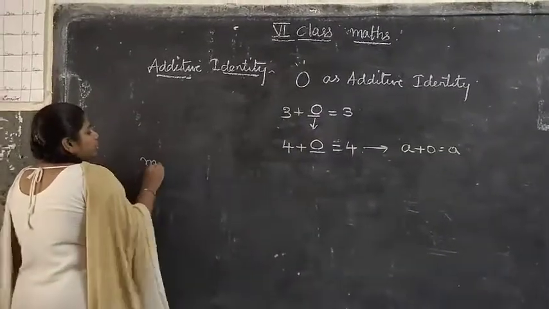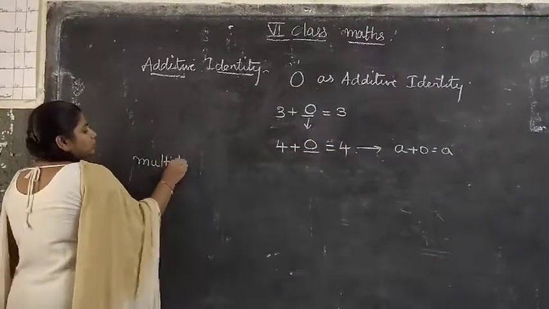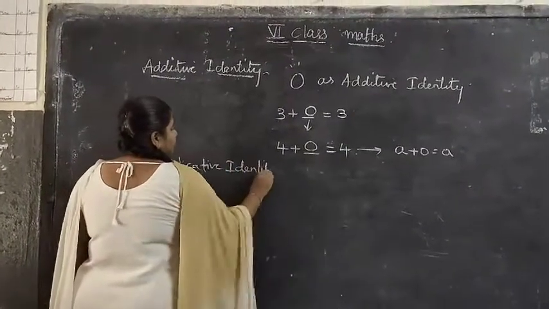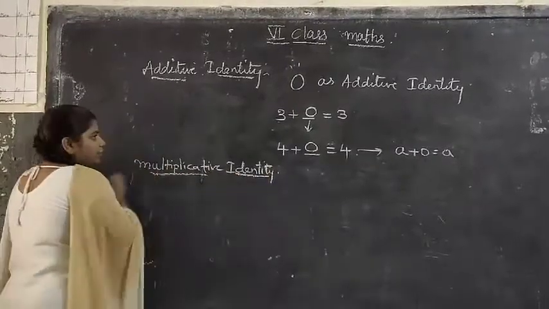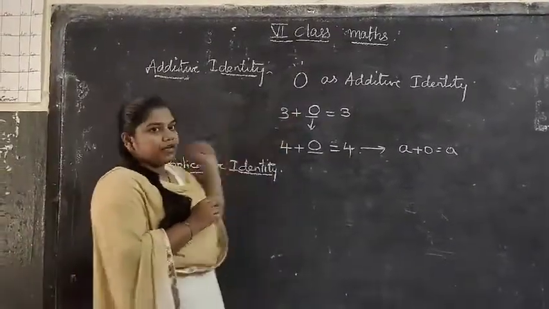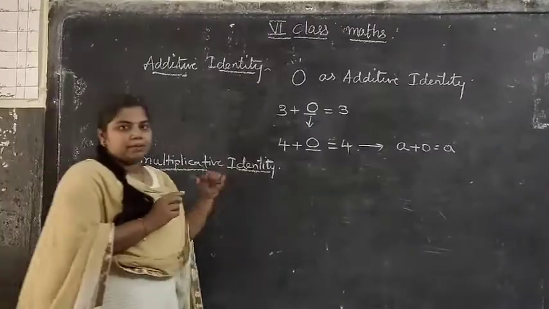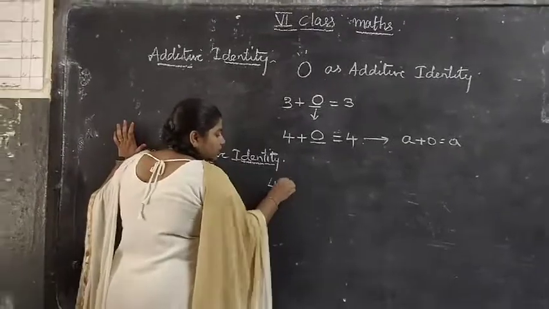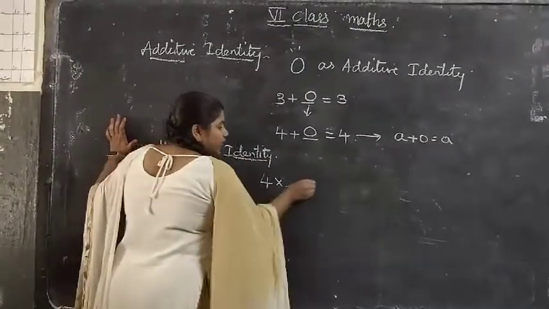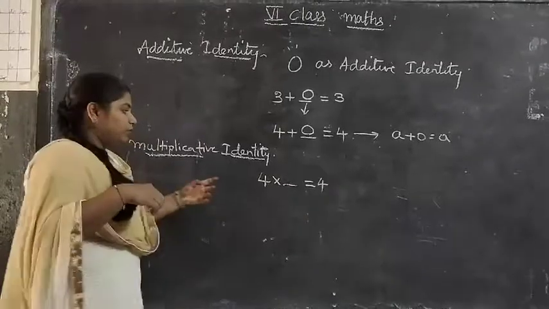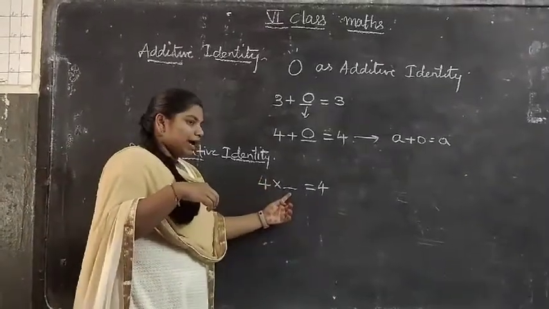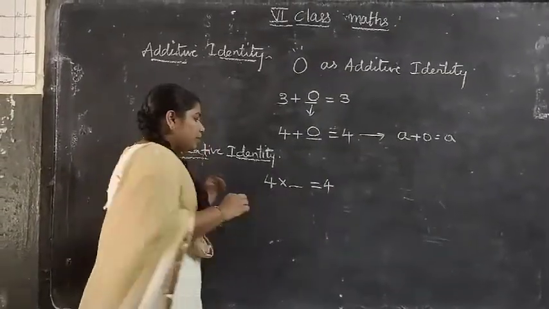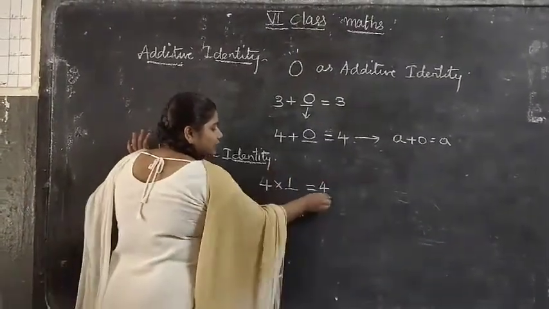Next is multiplicative identity. Additive means we are adding here. Multiplicative means we have to multiply. That means for any whole number, which value will we multiply to get the same number? We have to think. So for 4, which whole number will you multiply to get the same number? If you multiply by 1, again the result will be 4.